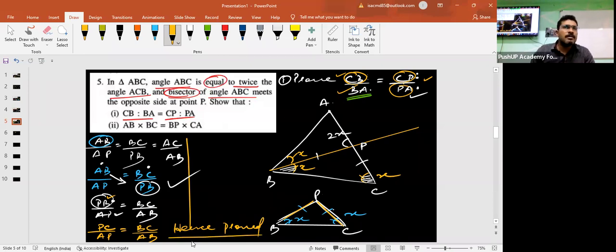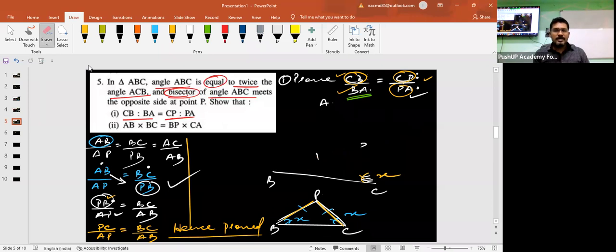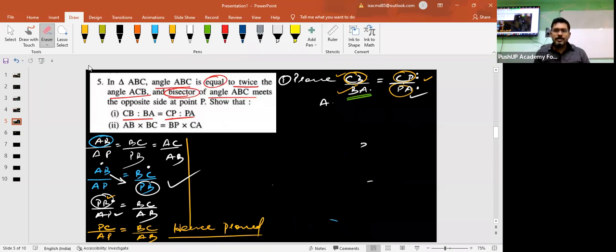Second part. AB into BC is equal to BP into CA. Now we can take the second and the third ratio, right? So in the second part, for proving AB into BC is equal to BP into CA, how can we show that?